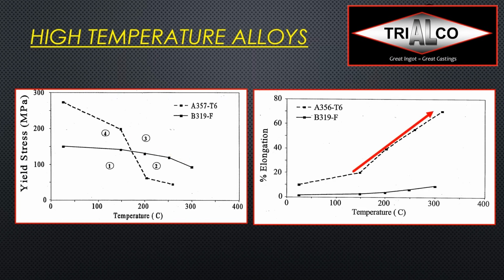At the same time, we can see elongation goes up very, very quickly. It goes up before already until 150, but after 150 degrees Celsius in a 356 type alloy, my elongation goes up incredibly. At 300 degrees, I have over 60% elongation. That means it's really already a chewing gum. And that is not the case in the 319 alloy. The 319 keeps its strength and doesn't gain that much ductility.